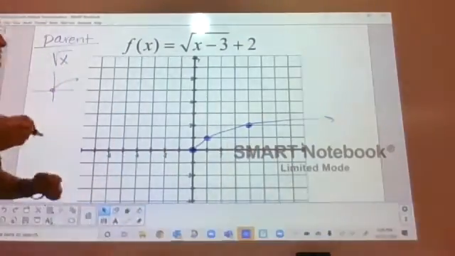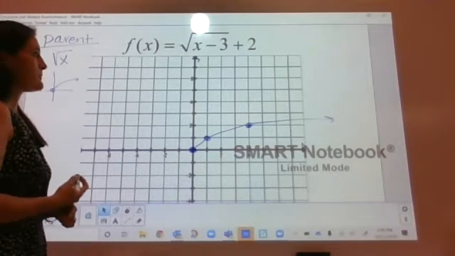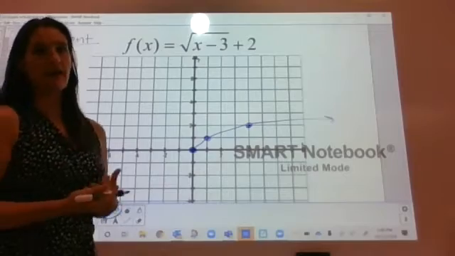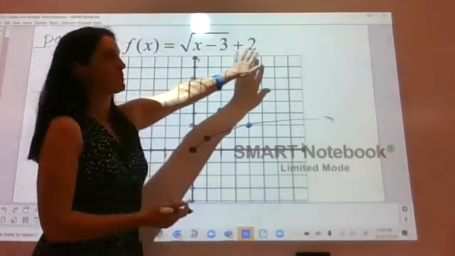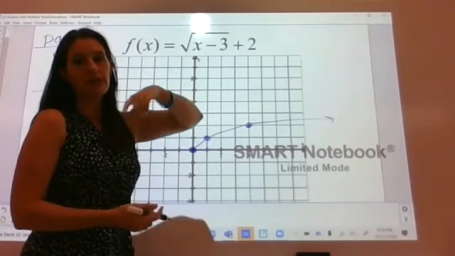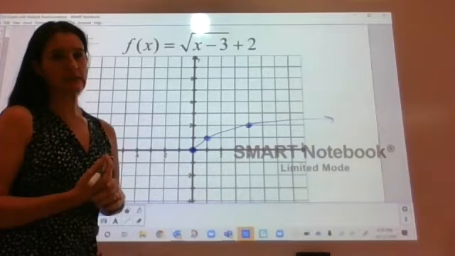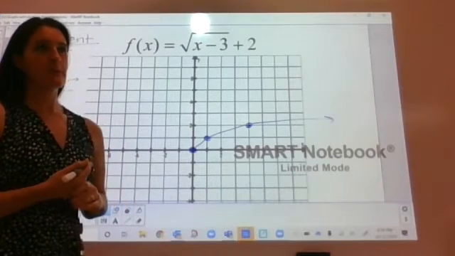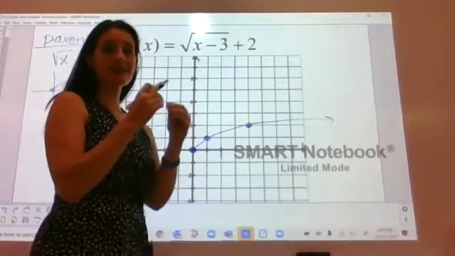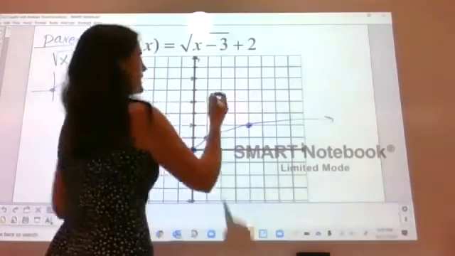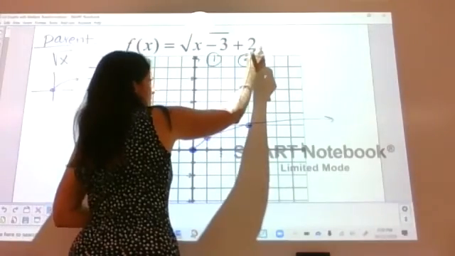So now let's identify the transformations. There are 2 modifications that have happened to the square root. There's a minus 3 and there's a plus 2. Think to yourself for a second, which one of those are we going to do first? The minus 3 or the plus 2? Minus 3, right? That's our h value that's inside the square root with the x. So we're going to do this one first and this one second.